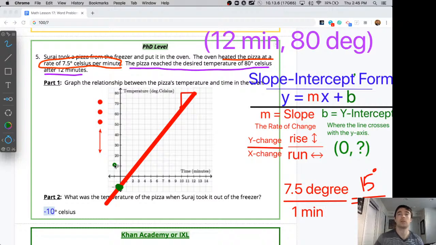So again, if they're asking you to build your own real-world graphs, I think the big key is to try to find one data point based on the sentences, and then try to use the slope to work out where would that line move from there, where would the other data points have been.